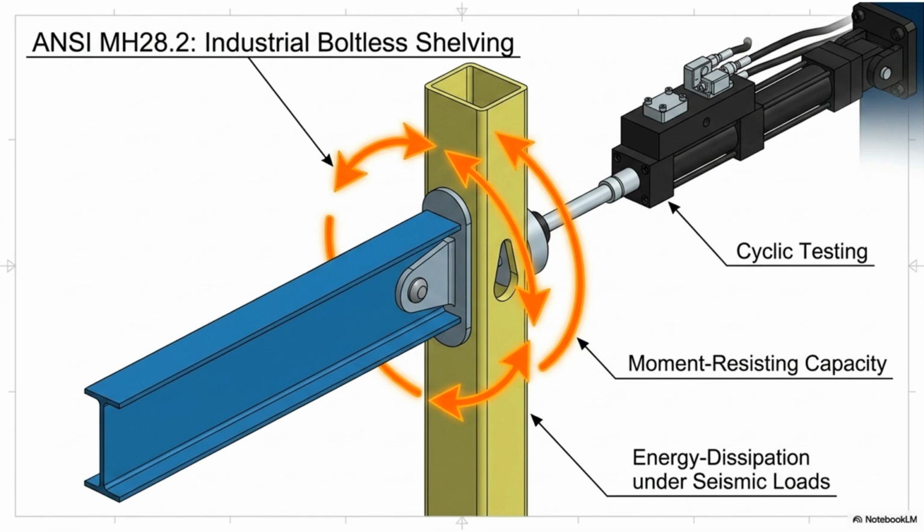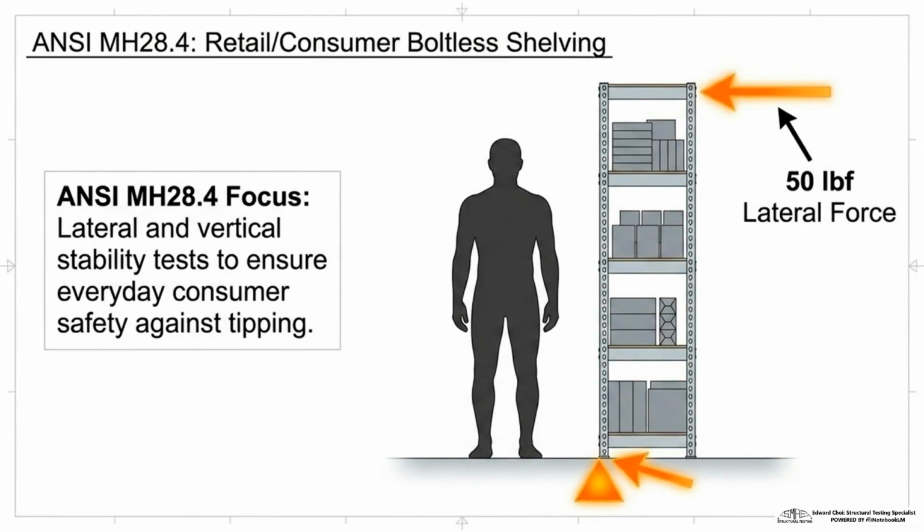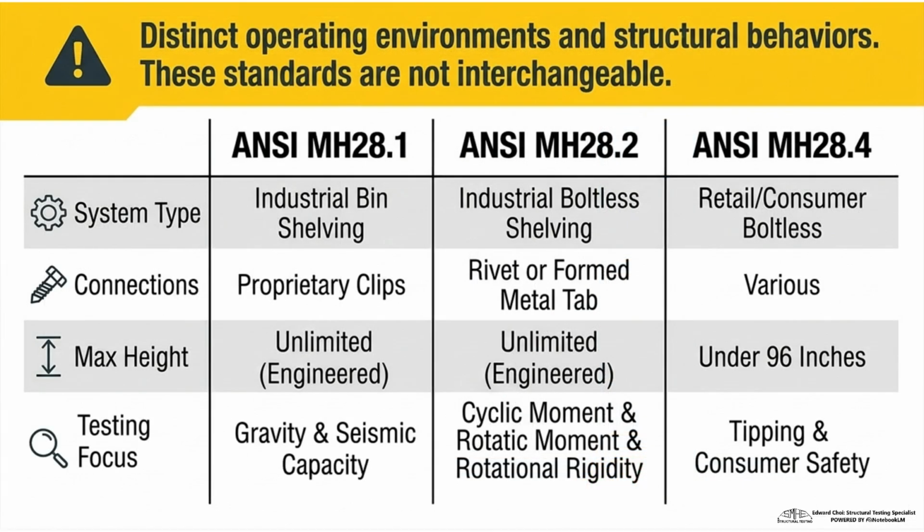MH28.2 applies to industrial boltless shelving, rivet or formed metal tab connections. Testing focuses on cyclic moment capacity, rotational rigidity, and seismic energy dissipation. MH28.4 applies to retail and consumer boltless shelving, limited to systems under 96 inches in height. The focus is stability and resistance to tipping for everyday use conditions. These are distinct systems, with distinct structural behavior and distinct testing intent. Applying the wrong standard is not a paperwork issue, it is a technical one.